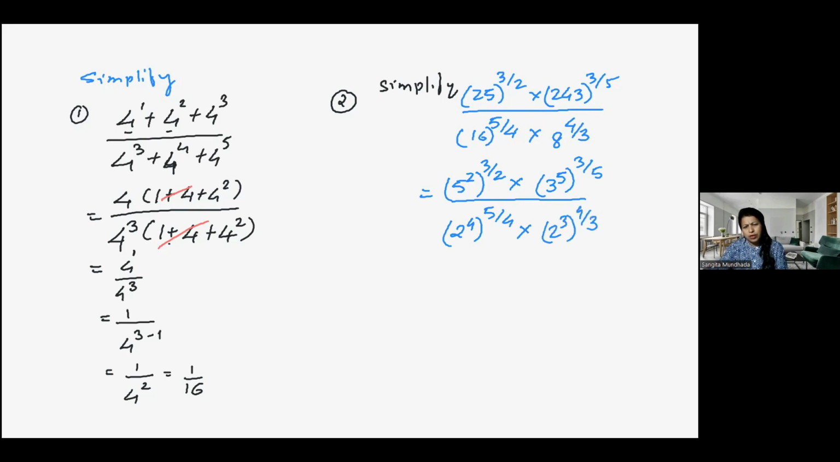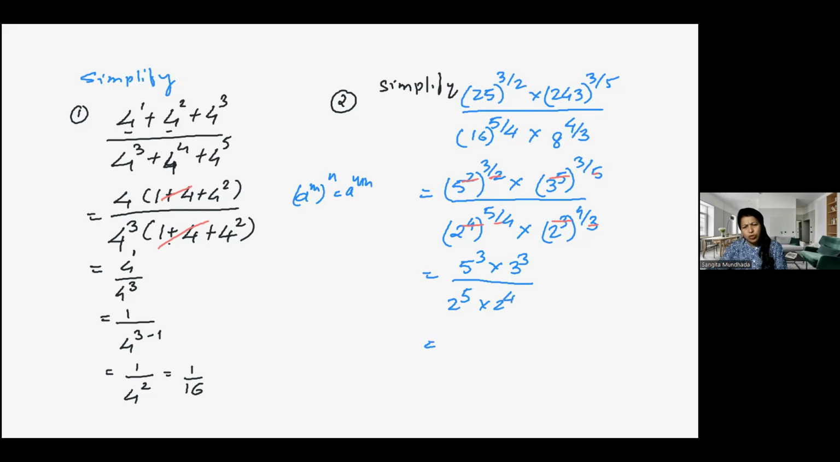power 4 by 3. Now laws of exponent: a raised to m raised to power n is equal to a raised to mn. So if you take the multiplication, this 2 cancels, this 5 cancels, this cancels, and this cancels. So we will get 5 raised to power 3 into 3 raised to power 3 divided by 2 raised to power 5 into 2 raised to power 5.